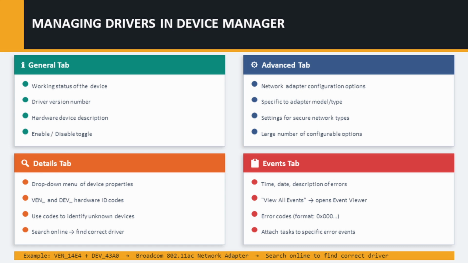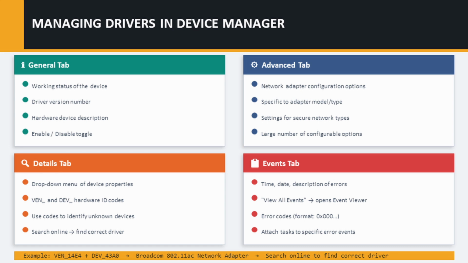Most importantly, selecting hardware IDs displays the vendor and device codes, VN_ followed by 4 characters and DV_ followed by 4 characters. For example, VN_14E4 and DV_4380 identifies a Broadcom 802.11 AC network adapter. Searching for these codes online will almost always find the correct driver.